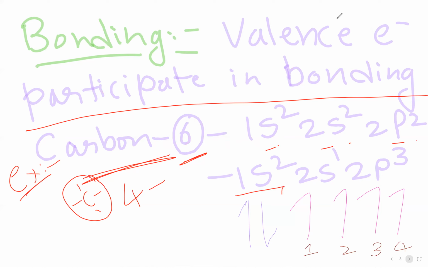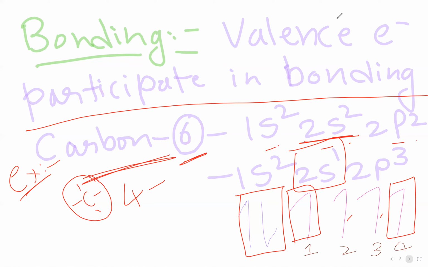So this is 1s2, and then 2s2 will let go of one of its electrons to go to the 2p orbitals. So 1s2, and then this is 2px, this is 2py, and this is 2pz. So this is 1 electron, 2 electrons, 3 electrons, and 4 electrons. So there are 4 valence electrons that will help the carbon form 4 bonds.